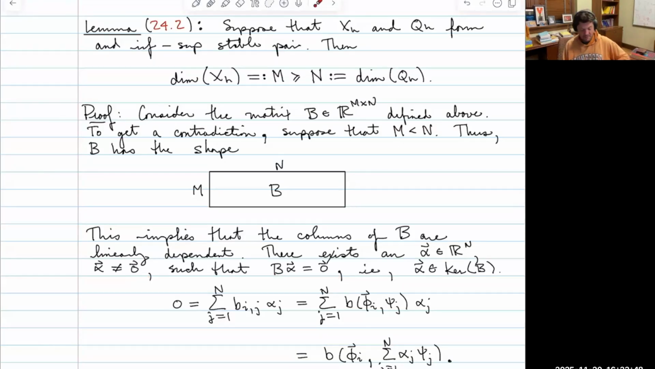What does this mean in terms of components? Well, for each i, let me write it there.